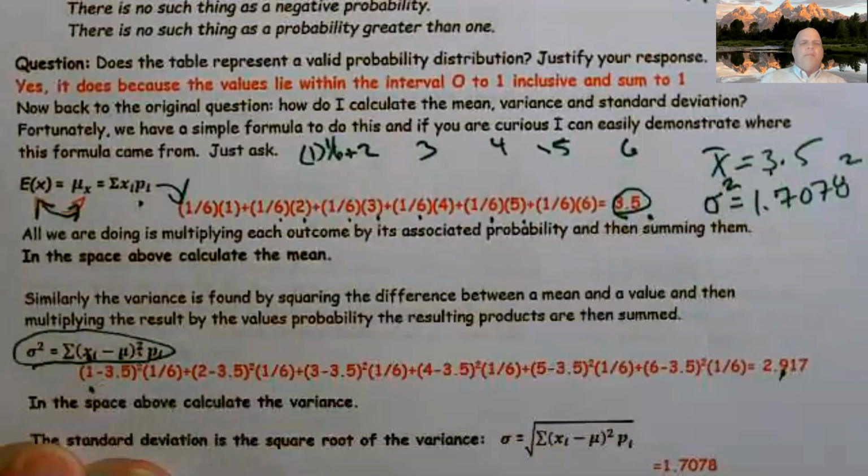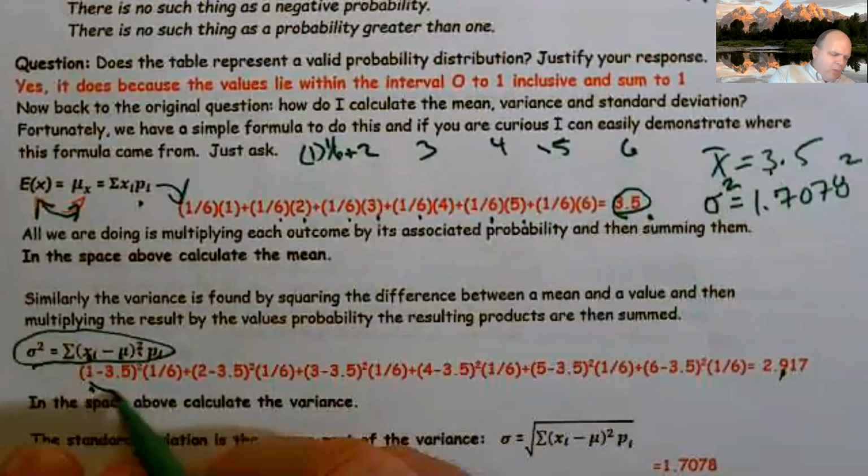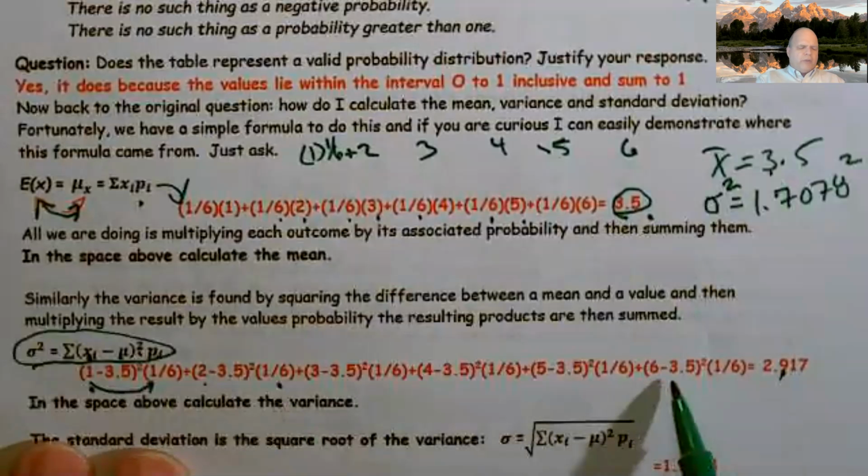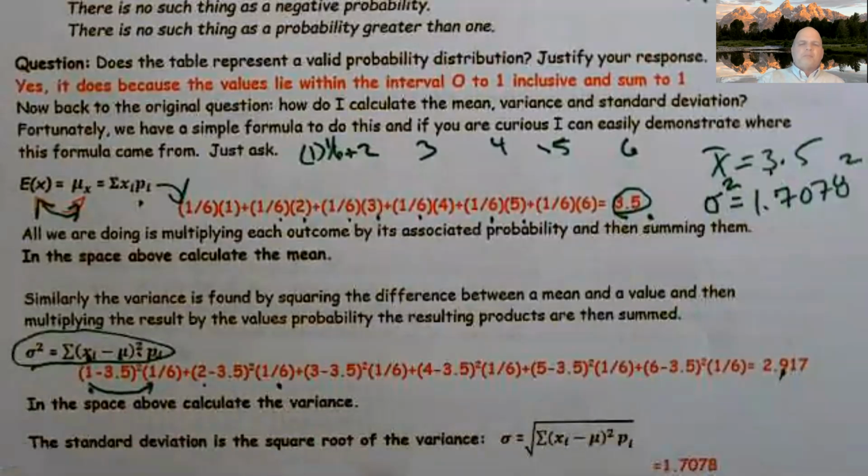Now we have this thing called P of I. That's the probability. What's the probability of getting a 1? The probability of getting a 1 is 1/6. Or I could have gotten a 2. So parentheses 2 minus 3.5 squared times the probability. The probability of a 2 is 1/6, and so on and so forth until we get all the way to 6 minus 3.5 squared times 1/6, and that equals 2.917.